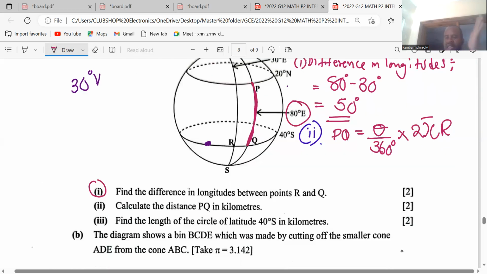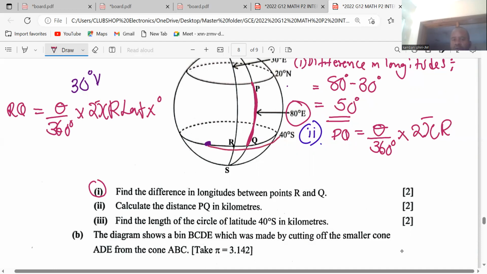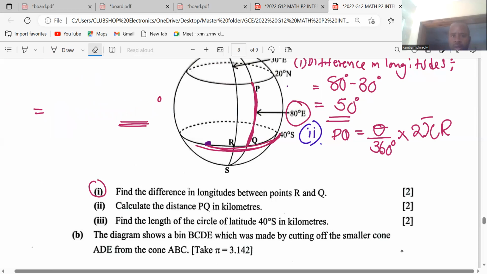We use this because they are on a longitude. If they were on a latitude, for example if we wanted to find RQ, we would say RQ is equal to theta divided by 360 degrees times 2 pi r cosine of the latitude x degrees, because they share the same latitude. For points that share the same latitude, you include this part, the latitude x. But in this case, we are dealing with the same longitude.